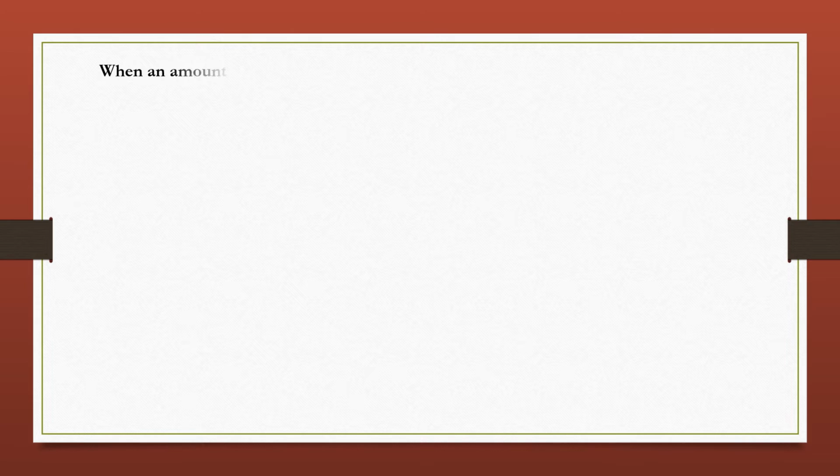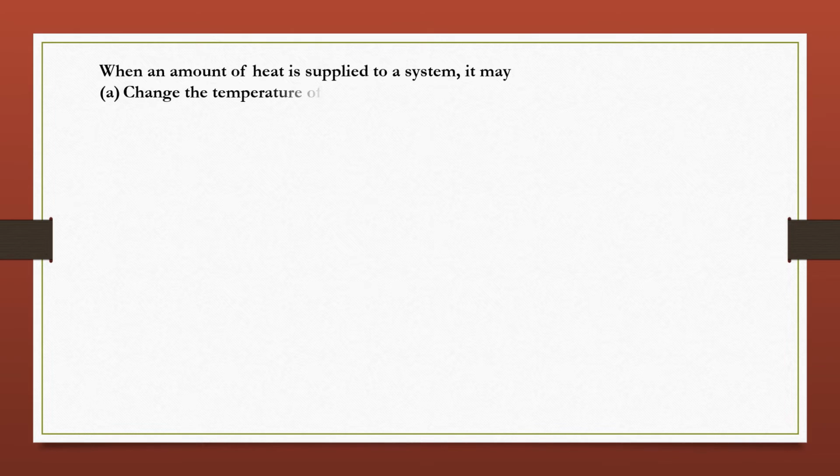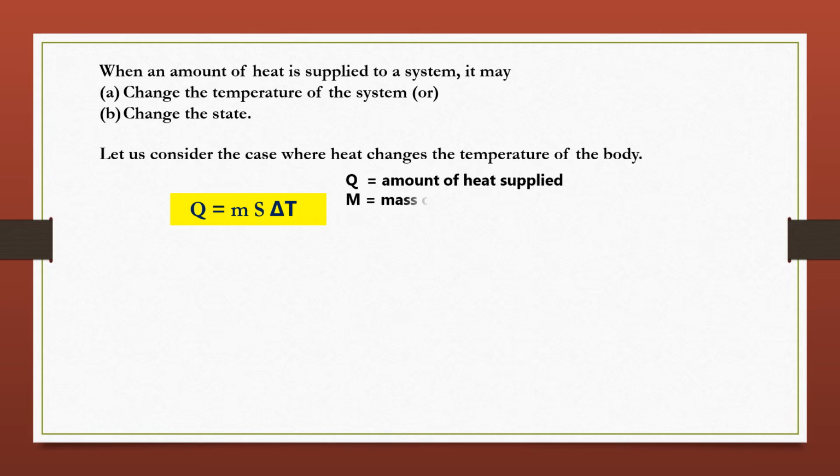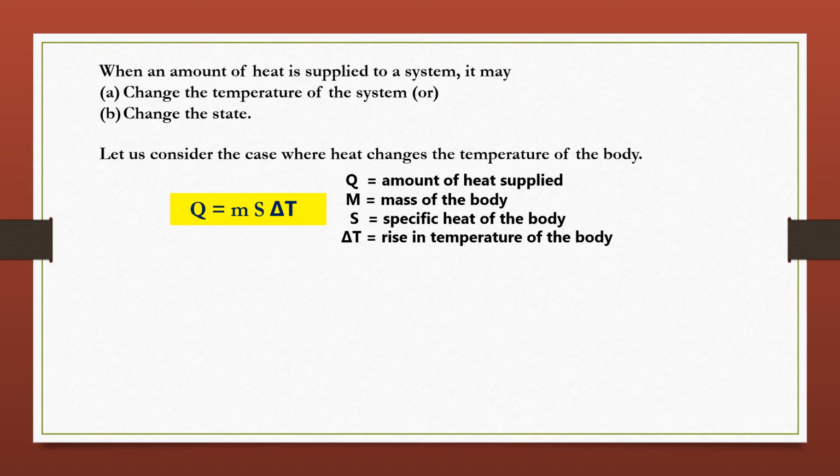When an amount of heat is supplied to a system, it may change the temperature of the system, or sometimes there may be a change in the state. So let us consider the case where heat changes the temperature of the body. In this case, we use the formula Q = mSΔT, where Q is the amount of heat supplied, m is the mass of the body, S is the specific heat of the body, and ΔT is nothing but the rise in temperature of the body.